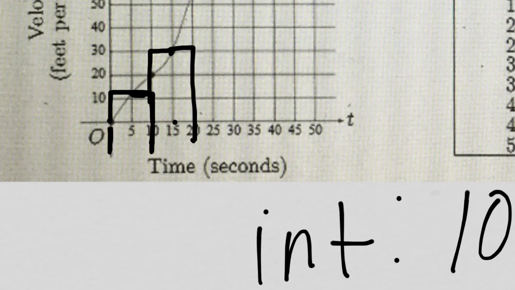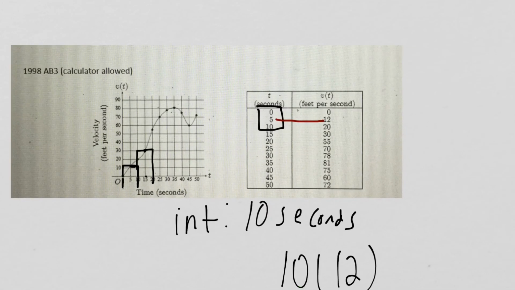So from 0 to 10, that's our interval. We're going to use the y value at 5 to make our rectangle height. So this rectangle has a base of 10 and a height of 12. Okay. From 10 to 20, we're going to use the y value of 15 to make the height of our rectangle. So it has a base of 10 and it has a height of 30, because that is the y value that goes with 15. Right, from 10 to 20, okay, 15 goes with 30.